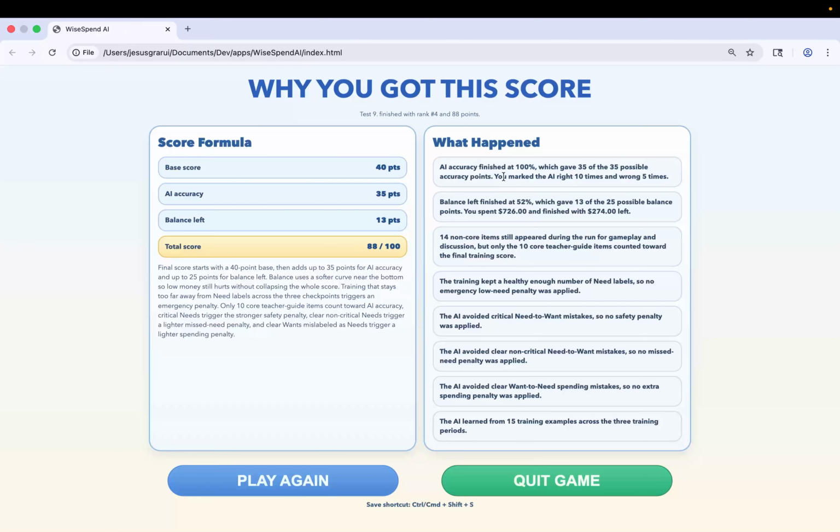Like the AI accuracy, the balance left, 14 non-core items still appeared, stuff about the training, stuff the AI avoided, and the things the AI learned. And here they had the option to play again and improve their score. If they did worse, their high score would be kept, or they could also quit the game.